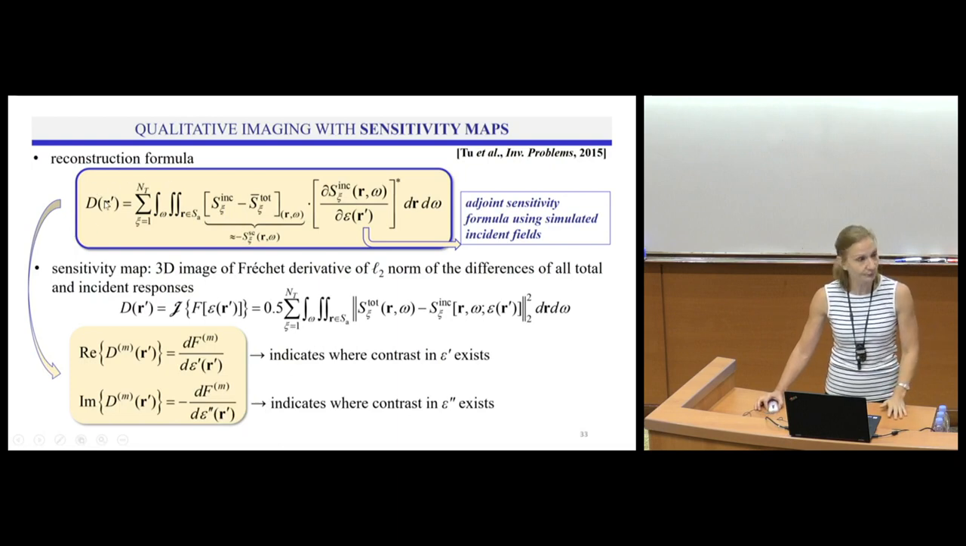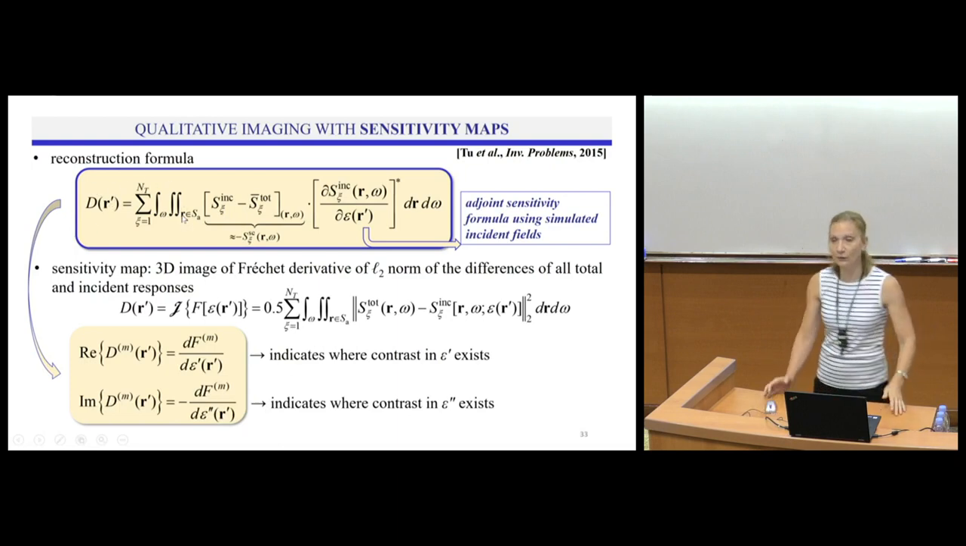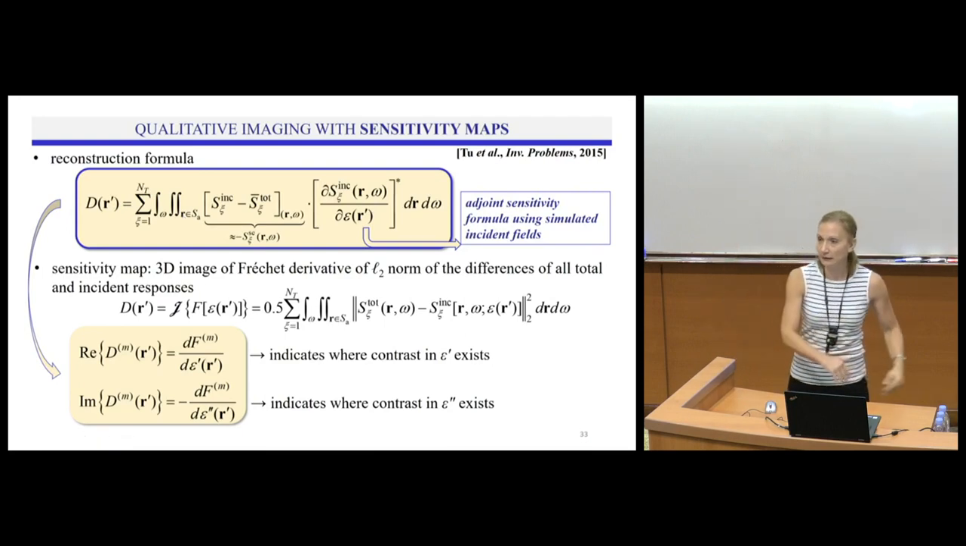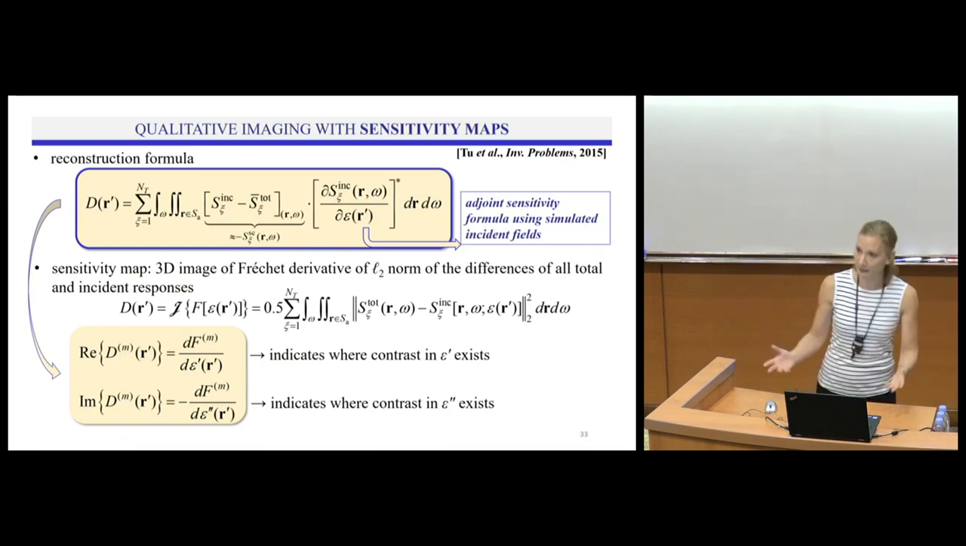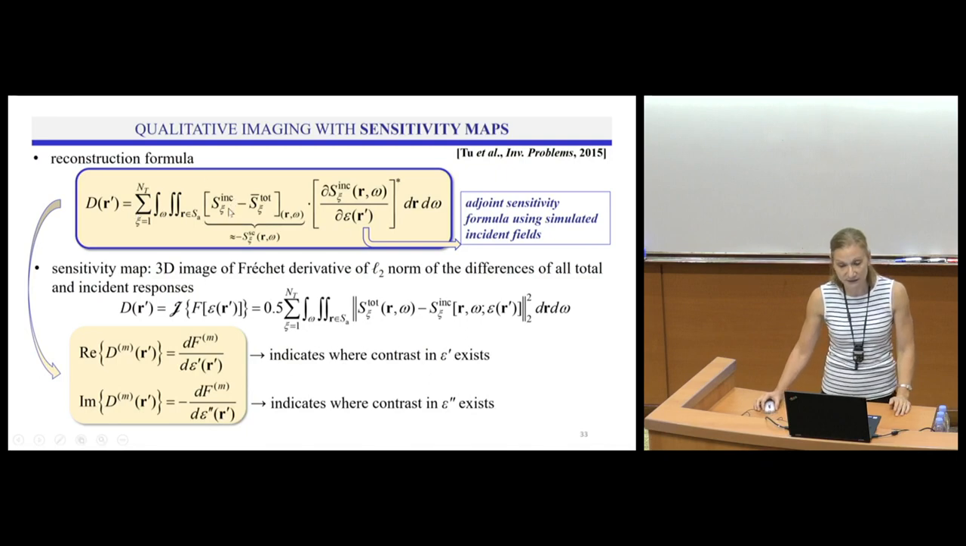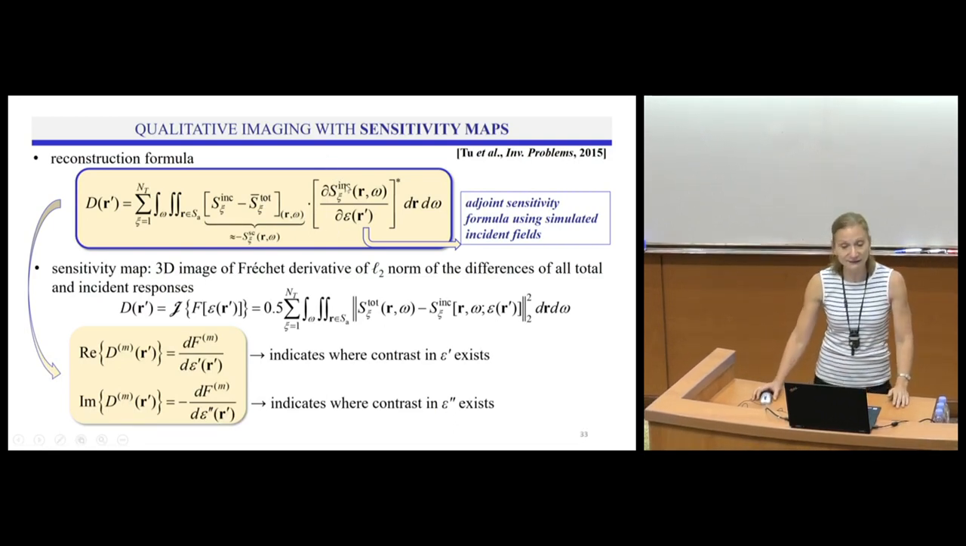This is your image. You can see that the image is formed by summing over, summing over, summing. And what are you summing? You're summing, first, the difference between the incident field and the total field measurement, which is what? It is your scattered field, essentially, in the Born sense. And you're multiplying by the derivative of the incident field S parameter with respect to the permittivity at the position that you want to image, r prime.